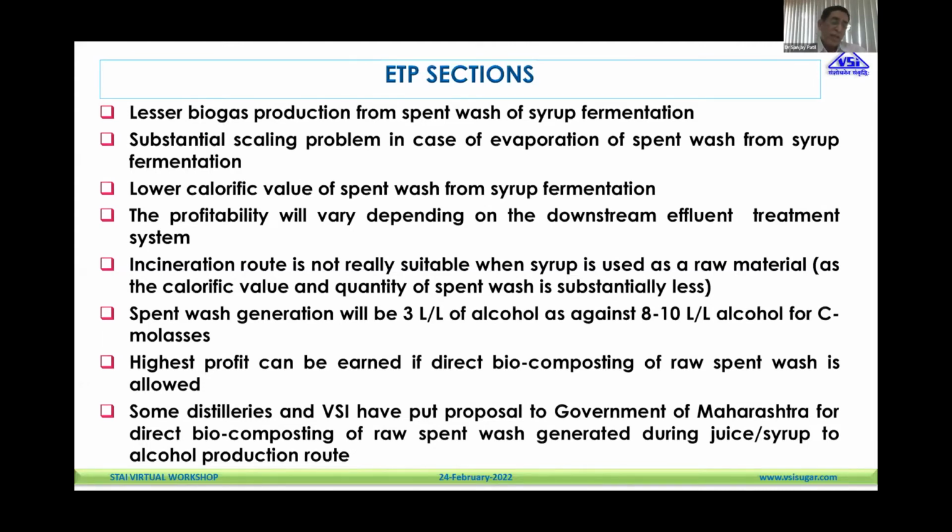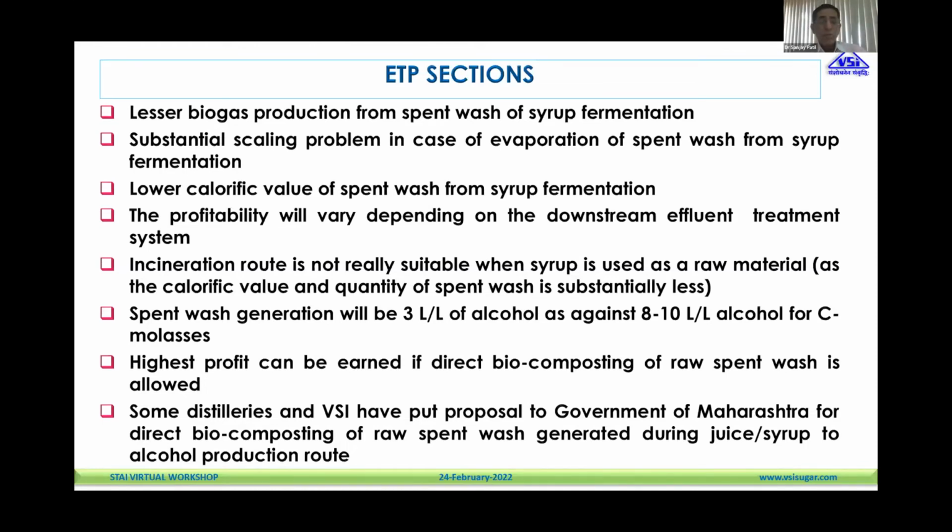And you can get the highest profit. In Maharashtra, we have some distilleries that have the old environmental clearance where direct biocomposting is allowed, and there we have seen that the profitability is highest. Therefore, some distilleries in Maharashtra and VSI have also given a proposal to the government of Maharashtra for allowing direct biocomposting of raw spent wash generated during the juice or syrup fermentation for the alcohol production.